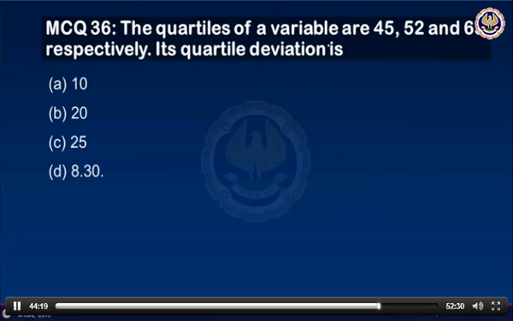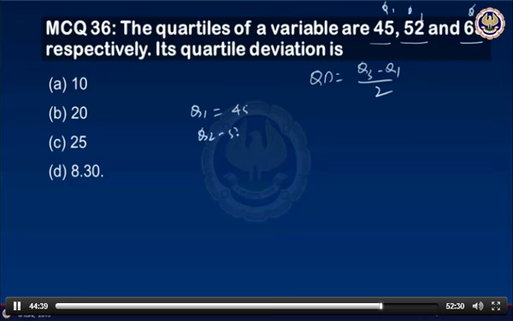MCQ 36. The quartiles of a variable are 45, 52 and 65 respectively. Its quartile deviation is: quartile deviation equals Q3 minus Q1 by 2. Here the first one is Q1, the second one is Q2, the third one is Q3. So Q1 is 45, Q2 is 52, Q3 is 65. Quartile deviation equals 65 minus 45 by 2, that is 20 by 2, which is 10.